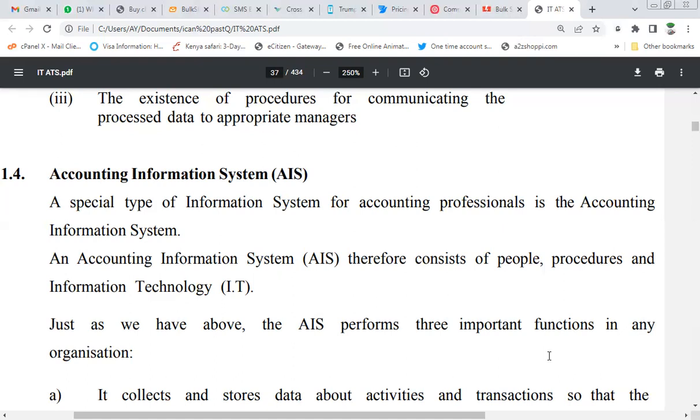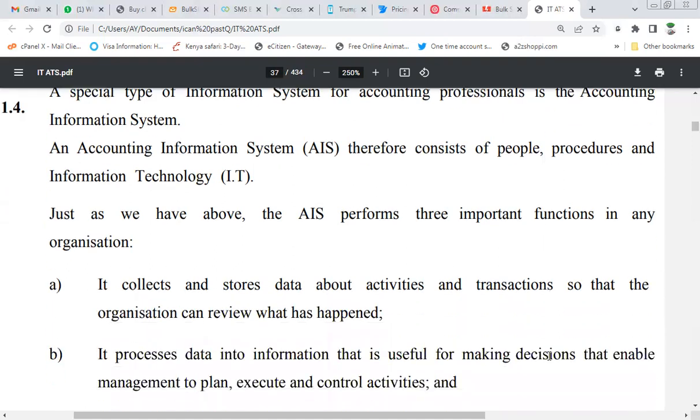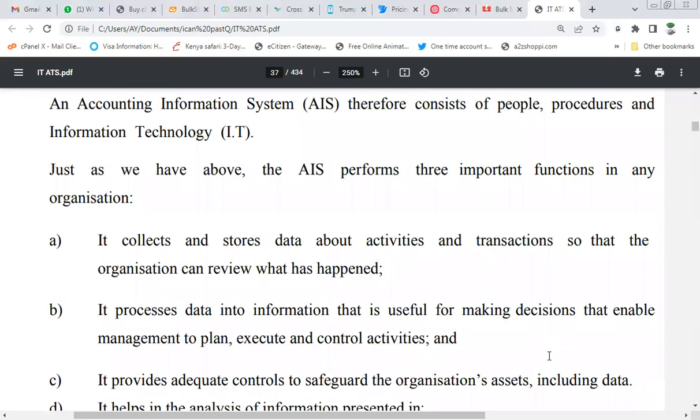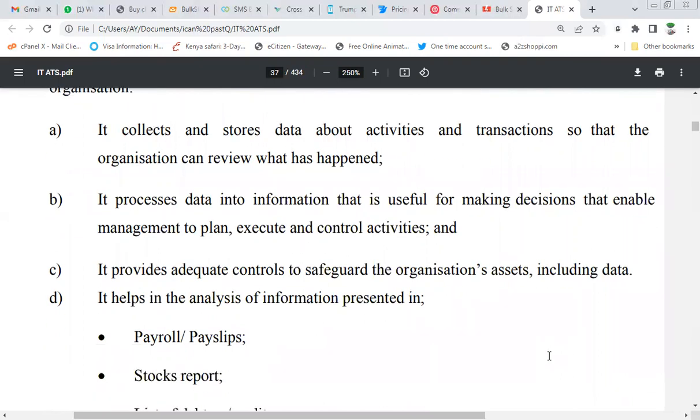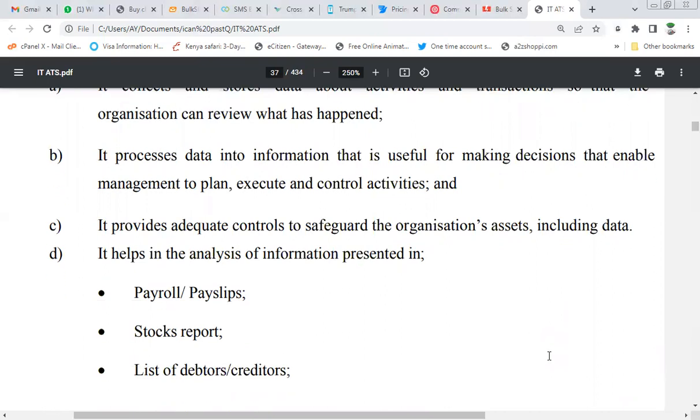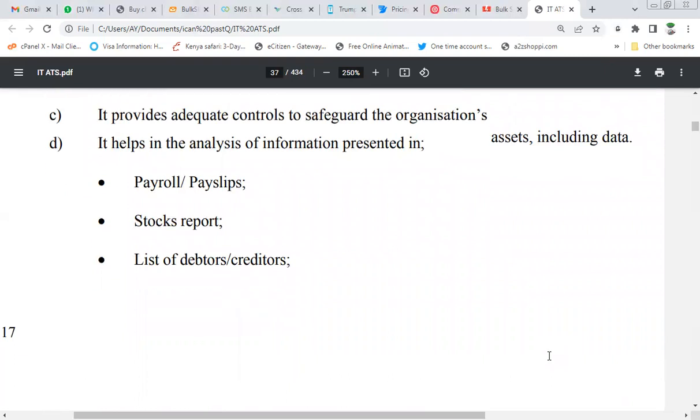Accounting information system is a special type of information system for accounting professionals. An accounting information system therefore consists of people, procedures, and information technology. Just as we have above, the accounting information system performs three important functions in any organization. It collects and stores data about activities and transactions so that the organization can review what has happened. It processes data into information that is useful for making decisions and enables management to plan. It provides adequate control to safeguard the organization's assets. It helps in analyzing information presented in payroll, stock, list of debtors.